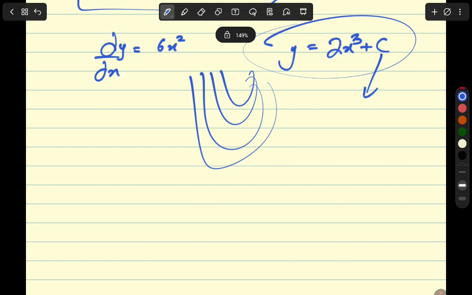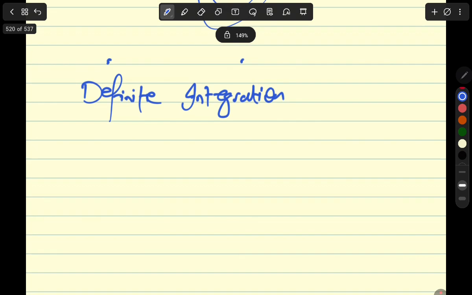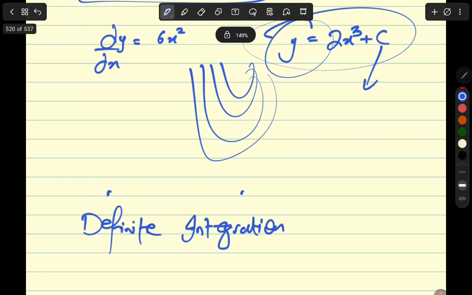Today, everything changes. Today, instead of asking what was the original function, Cambridge starts asking what is the exact numerical value between these 2 points, right? And that is definite integration with limits. Definite integration. So far, we were doing indefinite integration when we were trying to rebuild the original function.